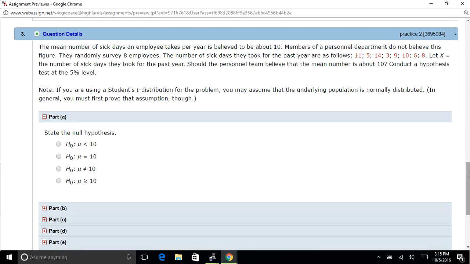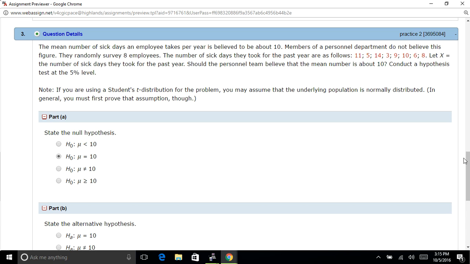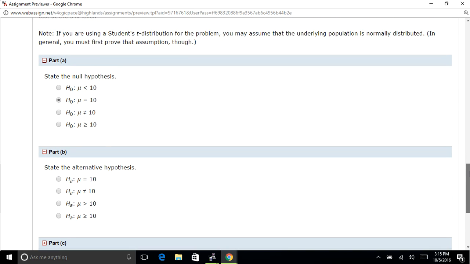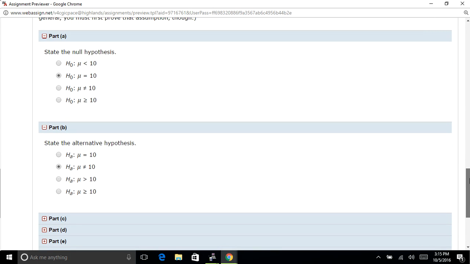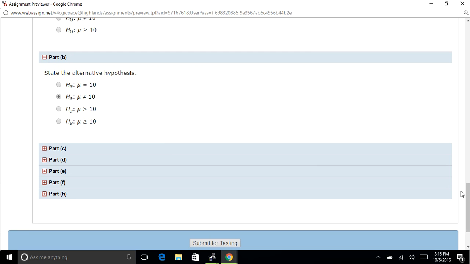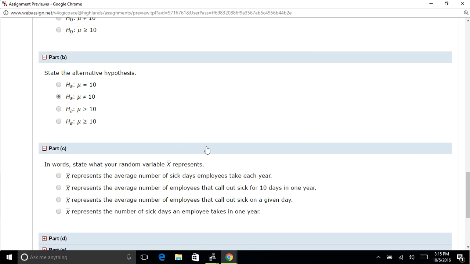All right. First thing we need to do is figure out those hypotheses. It doesn't have anything about directions. It just says they believe the mean number is 10. So this will be my null hypothesis, that the mean is 10. The alternative is that the mean is not 10. Why? It gives no direction, whether higher or lower. It just says it is equal or not equal.